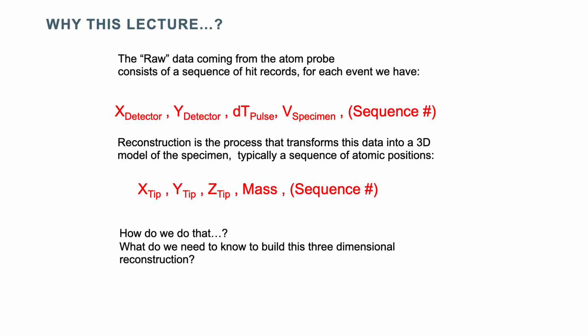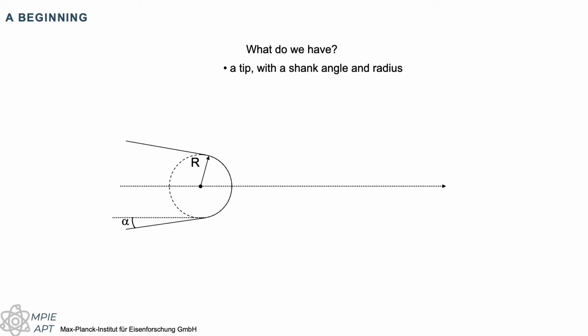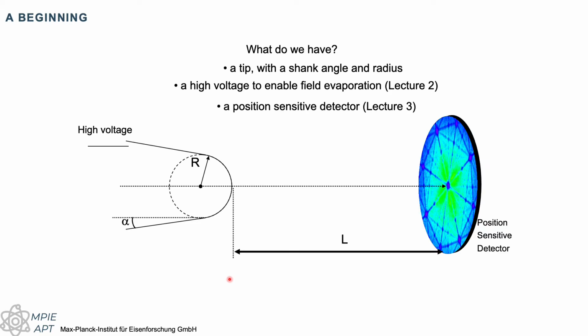And how do we get to do this? So just to remind you once again, we have this sharp needle with a radius of curvature r, a certain shank angle. We can assume tangential continuity between the shank and the cap. It's not always true, it's typically not true, but that's how the model was initially built. At the high voltage, again, see the previous lectures, and this position sensitive detector, which again has been covered in a previous lecture.